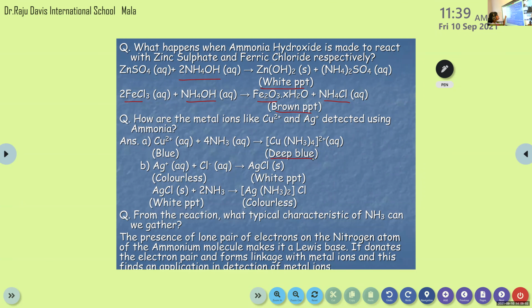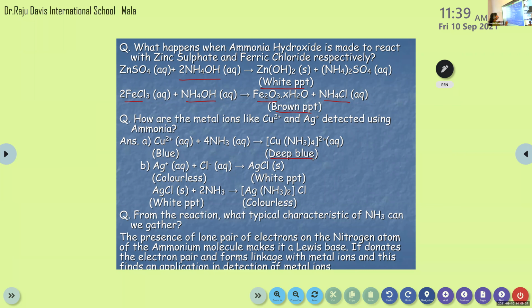So to detect if copper ions are present in that solution, we can add a certain amount of ammonia to that solution. If a deep blue colored solution is formed, we can confirm that copper is present in that solution. Clear, children? If some blue colored solution is given to you, and the question is to identify whether copper ions are present or absent, you can add a small amount of ammonia into that solution, and if deep blue color is obtained, you can confirm that copper is present.